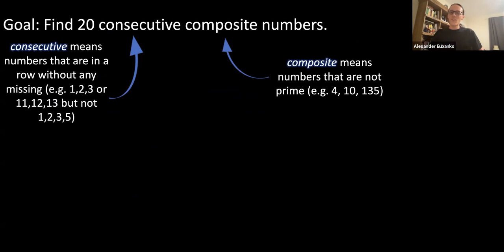Perfect. Okay. So now we want to find 20 consecutive composite numbers. Composite, the way we're going to think of that, is not prime. Okay, I'll do it down here. Composite means not prime. So if I'm not a prime number, by definition, I'm composite. Again, we're talking about whole numbers, not decimals or fractions or anything. And remember, consecutive just means numbers in a row. So we want to find 20 consecutive composite numbers. That's what we're going to try to do.